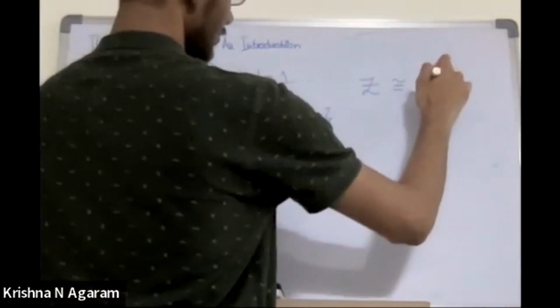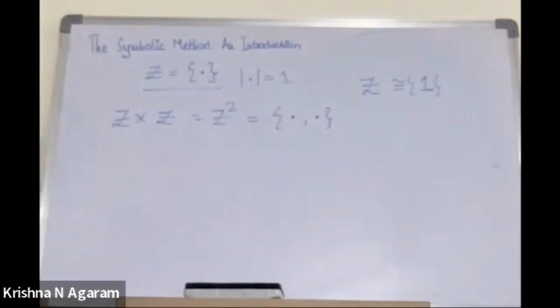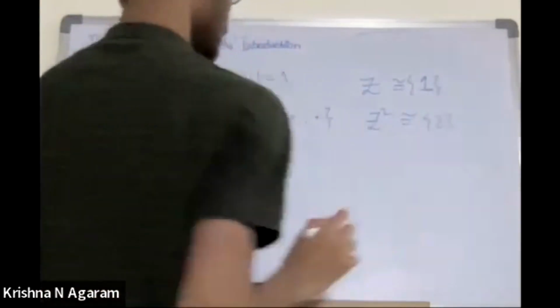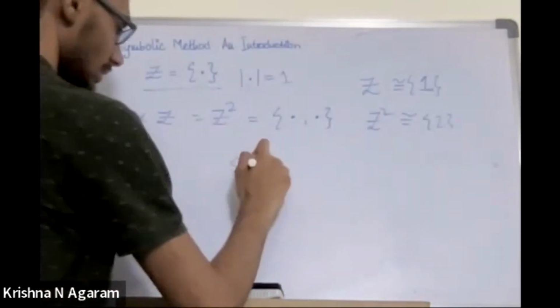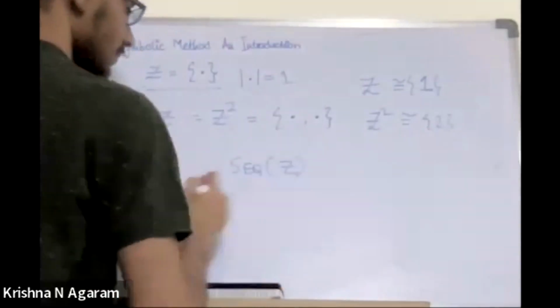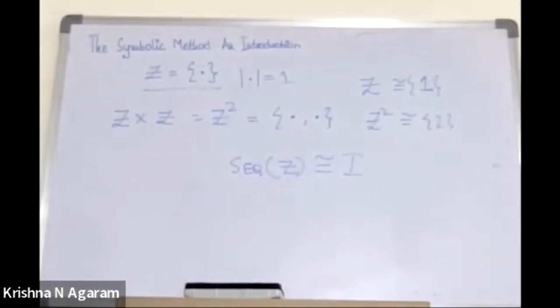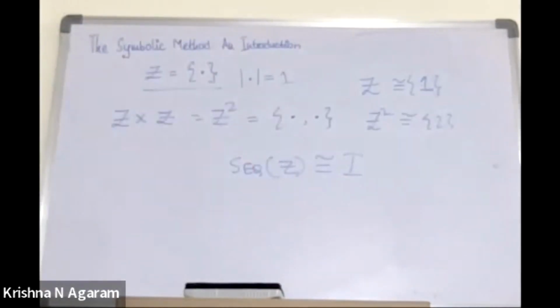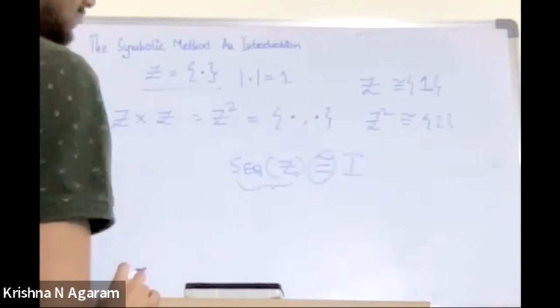So z is actually isomorphic to 1, where 1 is a class where the size of 1 is 1. And z square is isomorphic to this class, where the size of 2 is 2. And so on. So sequence of z is actually isomorphic to the set of non-negative integers, with the usual size, where the size of i is just i, right? Why isomorphic? Because what's the generating function of this?